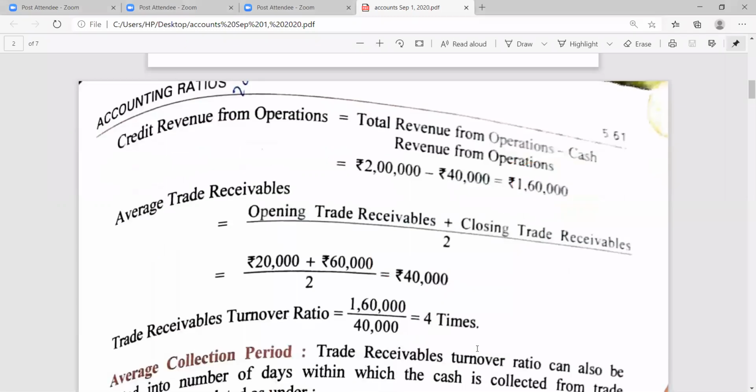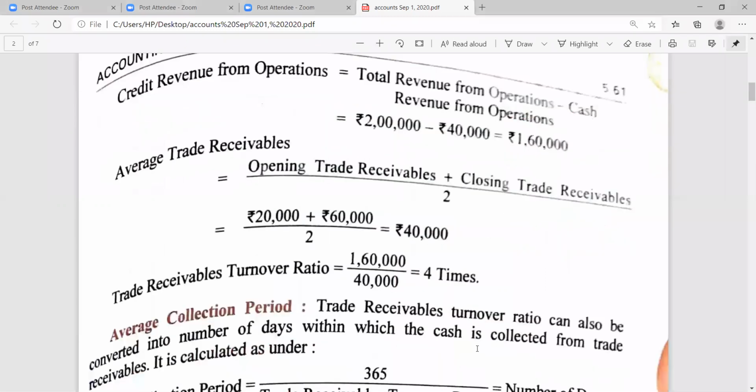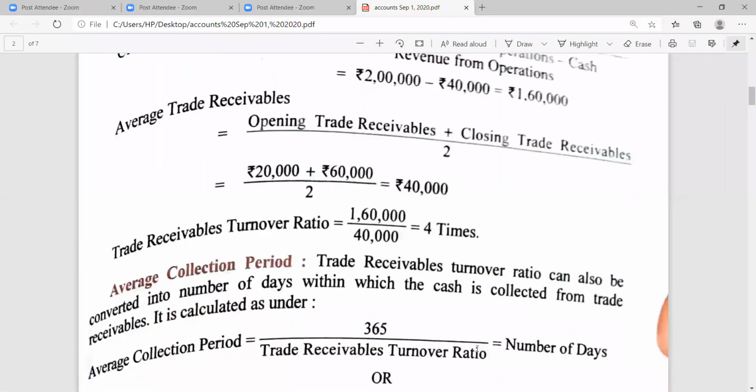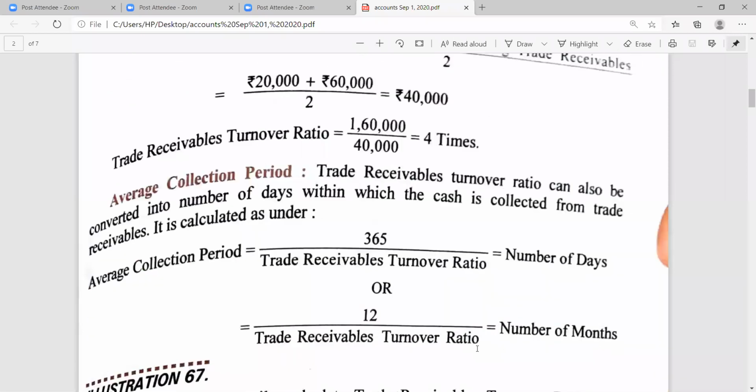So trade receivable turnover ratio is 4 times. Again, if we have to calculate the average collection period, means in how much period the collection will be done on average, that average period is to be calculated with the help of the formula: days in a year or months in a year, means 365 or 12, divided by trade receivable turnover ratio. If the days or months in a year are divided by the trade receivable turnover ratio, it gives us the number of days or number of months as the average collection period.